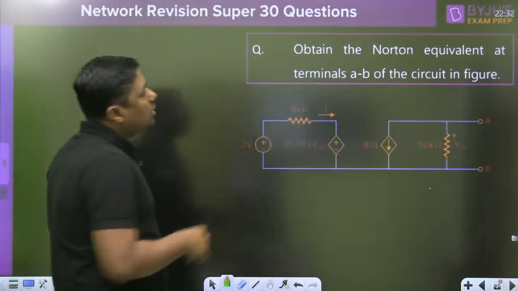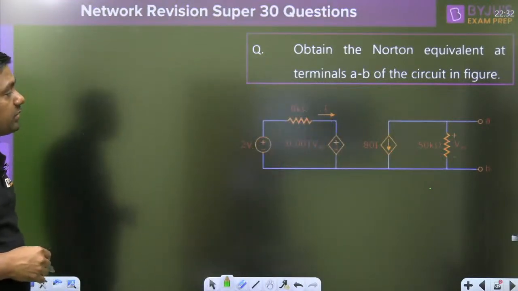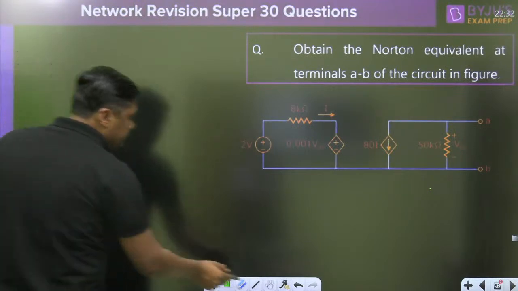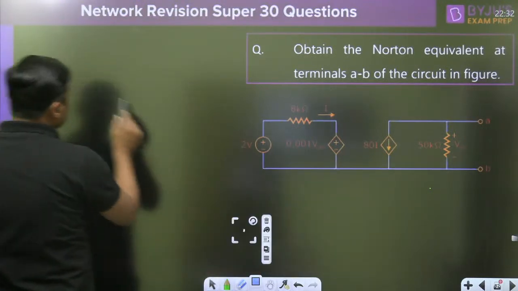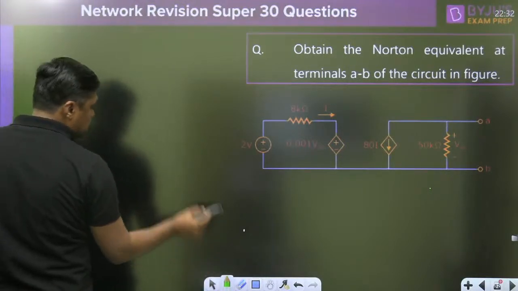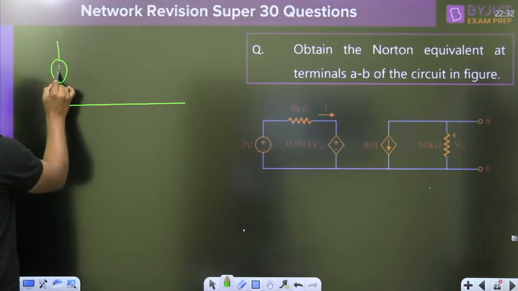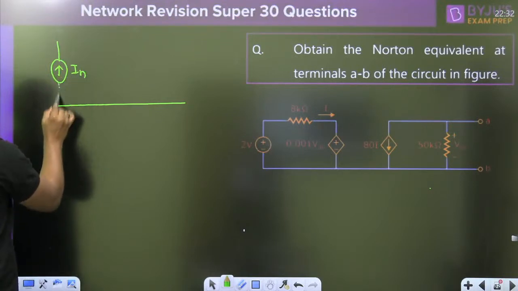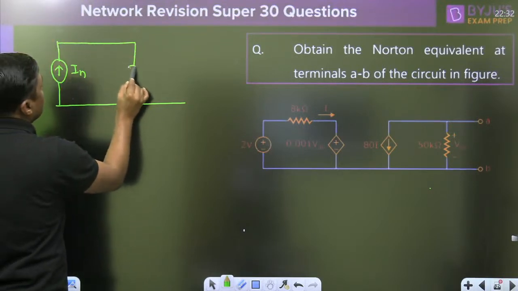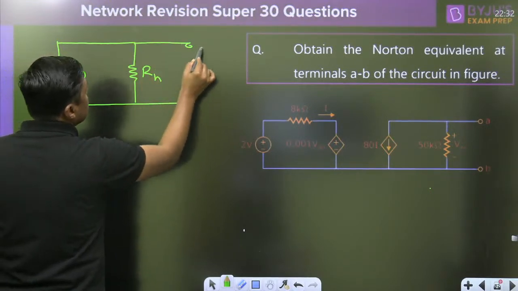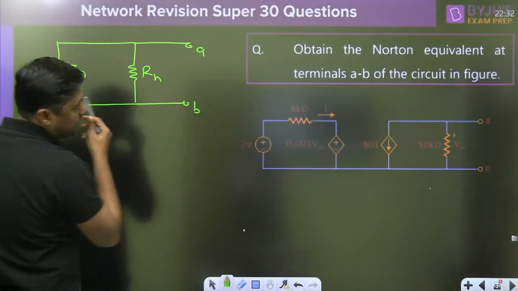So obtain the Norton's equivalent at the terminals A and B of the circuit. If you want the Norton's equivalent, always remember, Norton's equivalent means one current source, that is called short circuit current IN, and one resistor or impedance in parallel. This is called RN. This is called Norton's equivalent across A and B.